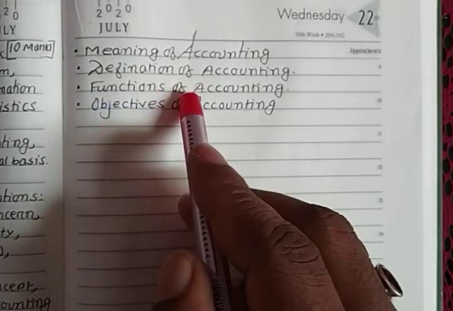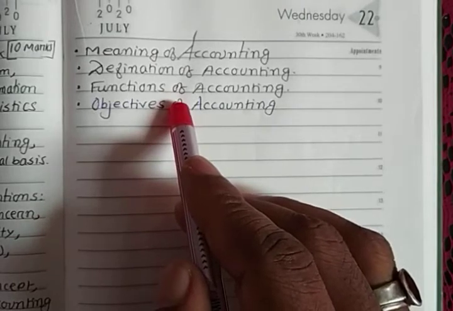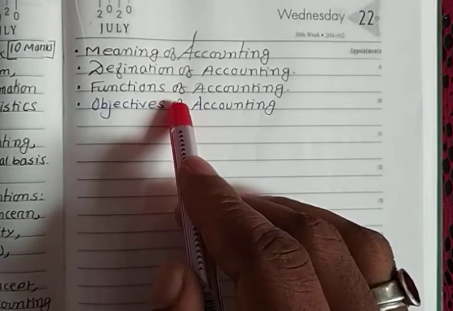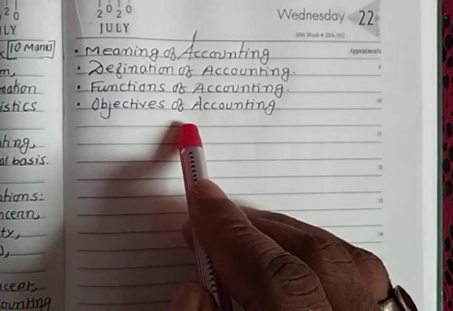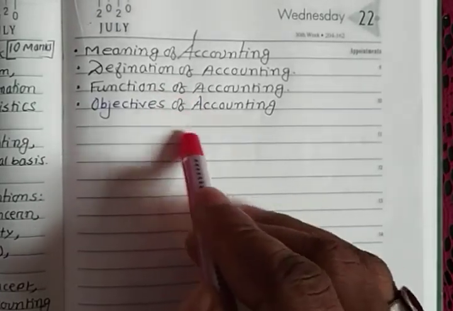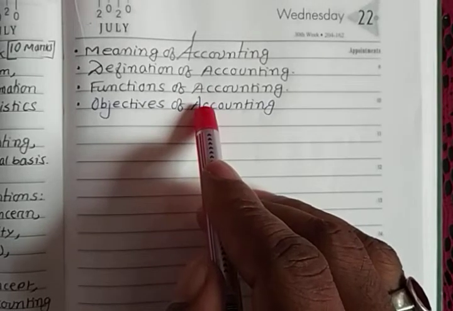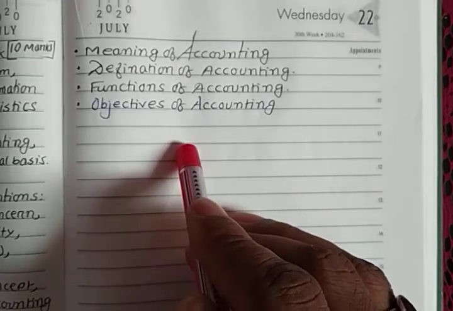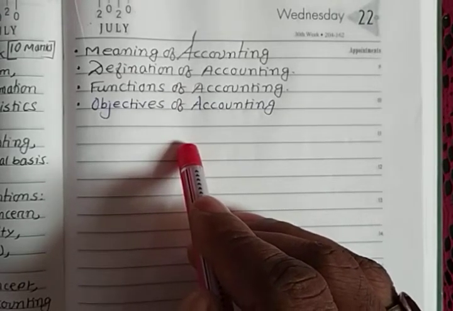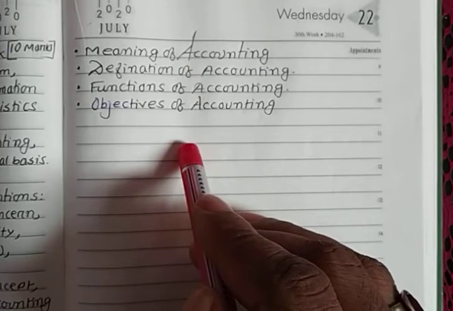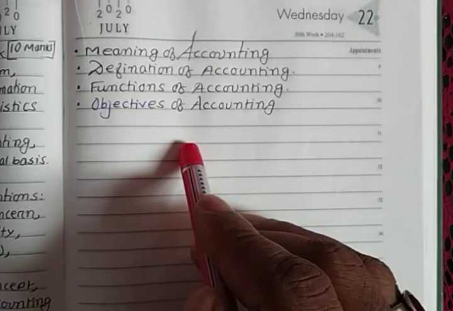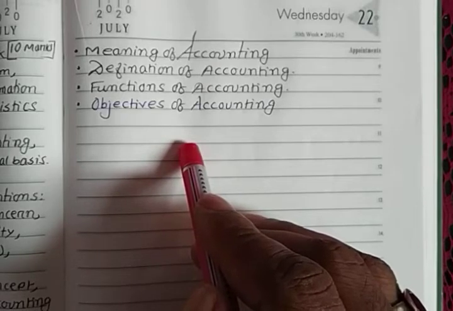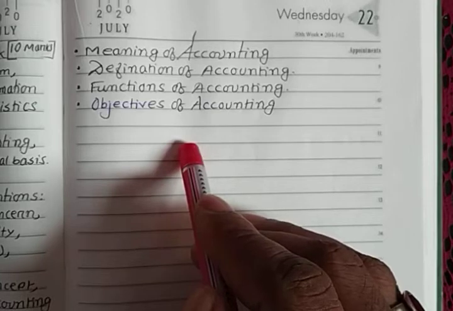Right? After classifying, you have to summarize. That is trial balance. Recording, classifying and summarizing are the work of bookkeeping. After summarizing, then you have to analyze the results. That is, you have to find out whether there is profit or loss in the business. That is called results or analysis.